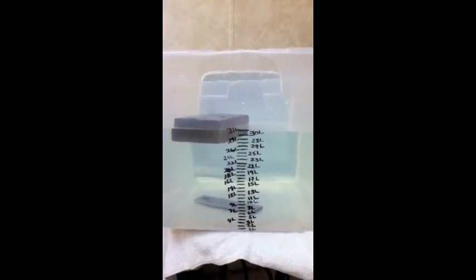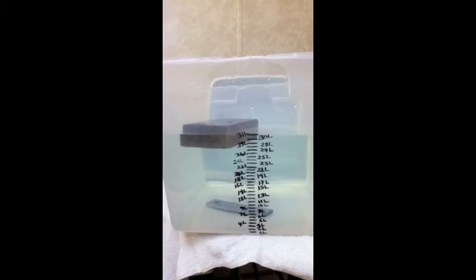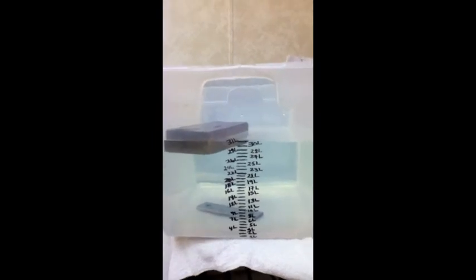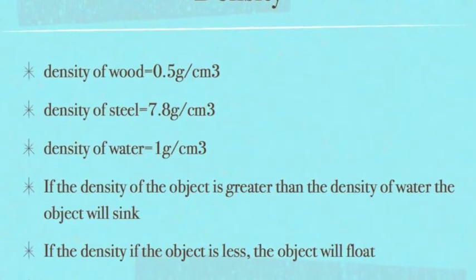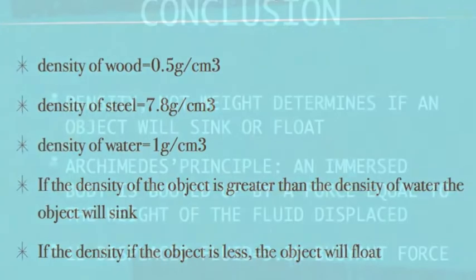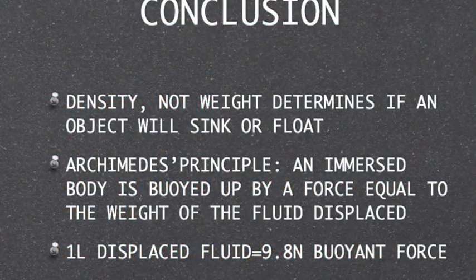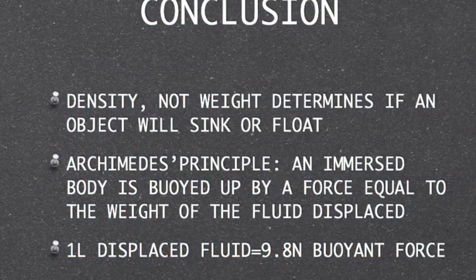With the density of wood being 0.5 grams per cubic centimeter and water being 1 gram per cubic centimeter, the wood floats to the top, while the steel, being 7.8 grams per cubic centimeter, will sink to the bottom of the water. Density of steel is greater, so it sinks. Density, not weight, determines if an object will sink or float.